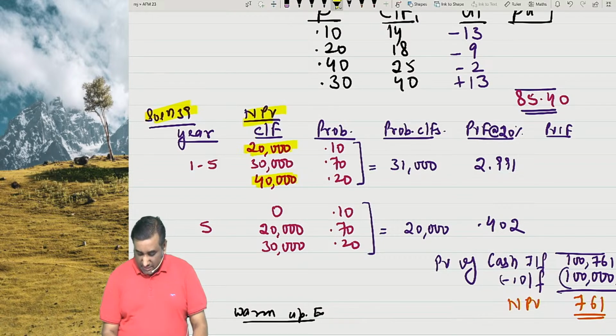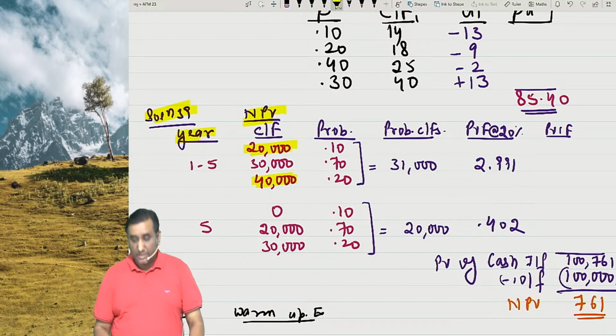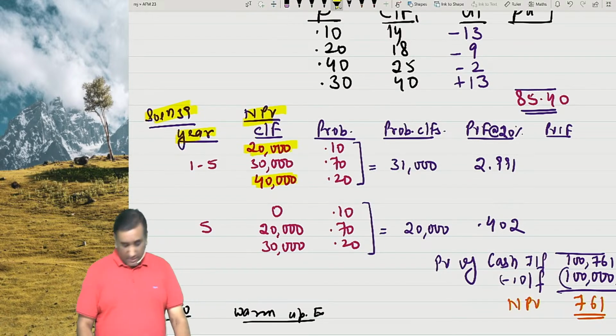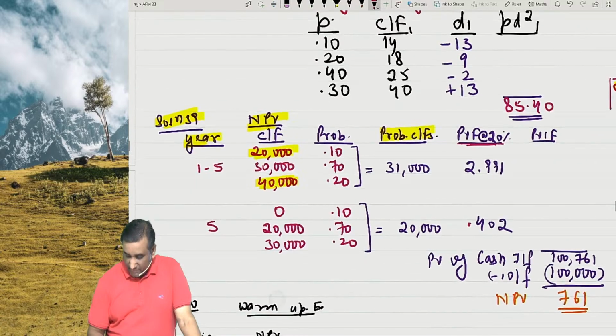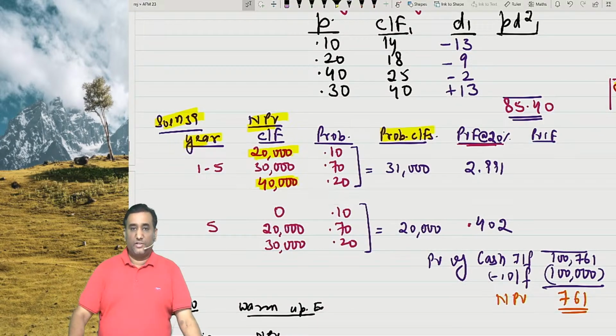Year 1 to 5: 20, 30, 40 with 10%, 70%, 20% chance. Fifth year: 0, 20, 30 with 10, 70, 20 chance. Probable cash flows, present value factor at the rate 20, and this will give us 31,000. Annuity factor for how many years? 5 years. And this will give me 20,000.402, and I can find my NPV. Complete the first part, please.